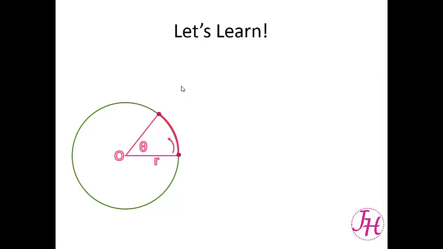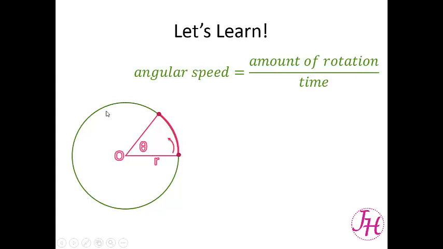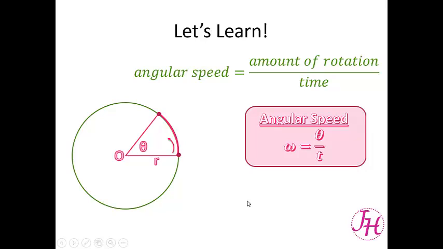Then we have angular speed. Angular speed is how quickly this ray is rotating around the circle. So our angular speed is the amount of rotation, this angle measure, over time. How quickly does the angle become this angle measure? How much time does it take for it to become that big? So angular speed equals the amount of rotation over time. And we represent that with omega. It's a Greek letter called omega, and that equals theta, which was your amount of rotation, your angle measure in radians, over t, which was your time. So angular speed is omega equals theta over t.